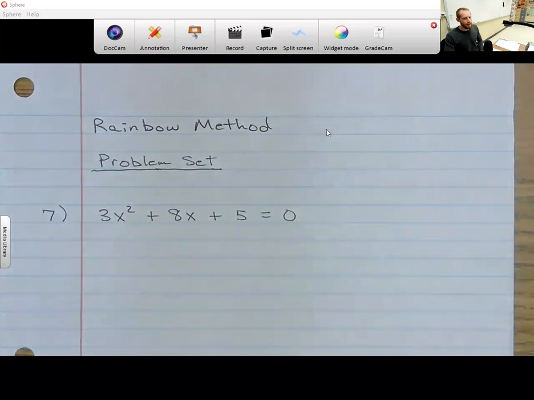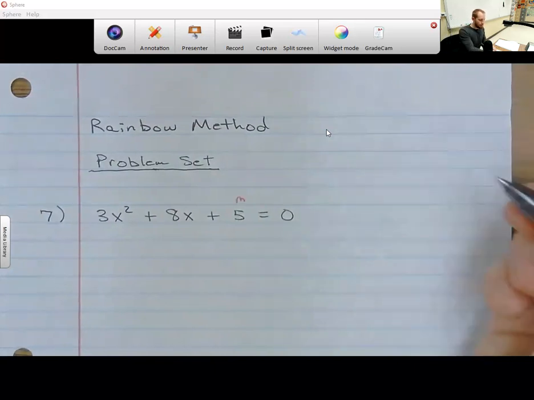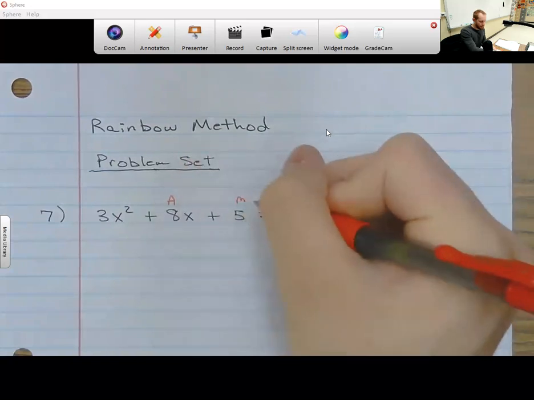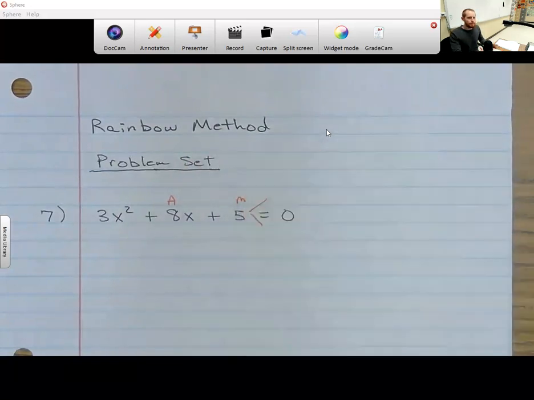Now, the whole reason why we're using the rainbow method is because I can't find two numbers that'll multiply to 5, but at the same time add up to 8, right? It's really impossible. Can we do it? No. There's no way I can find two numbers that'll actually make this work.